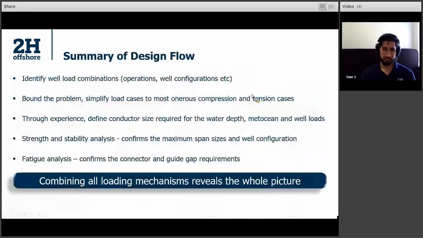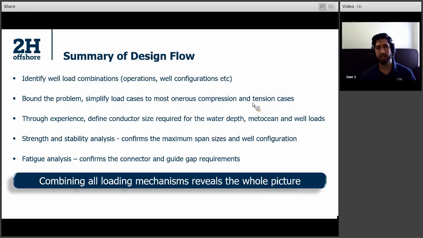So, a summary of that. First thing is we need to identify well load combinations, so operations and configurations. We bound the problem, we simplify the load cases to the most onerous compression and tension cases. Then through experience, we can understand and define the conductor size that's potentially required for the water depth, metocean conditions, and well loads. We do our confirmation, so we do our strength and stability analysis to confirm the maximum span size and well configuration. And finally, we do fatigue analysis to confirm the connector and guide gap requirements. So we're essentially combining all of those load mechanisms to really reveal the whole picture.